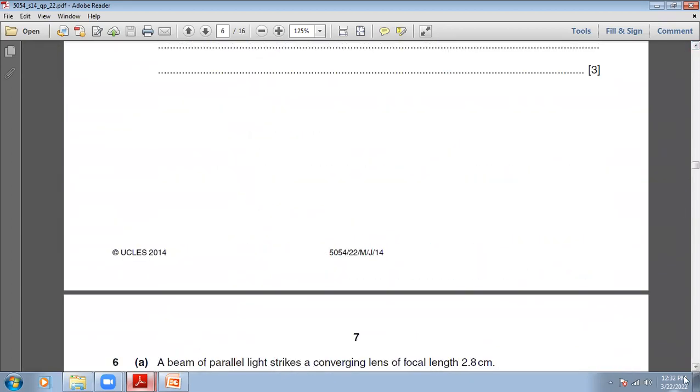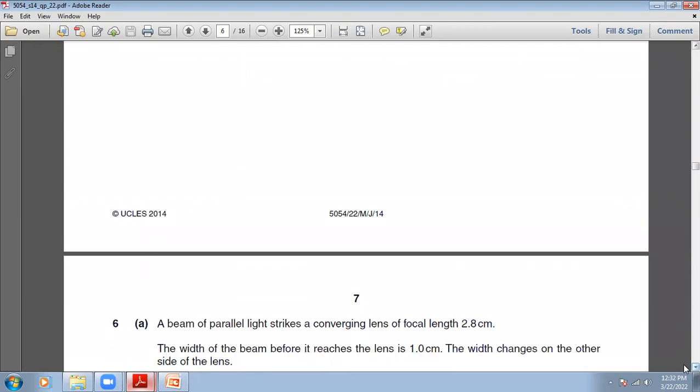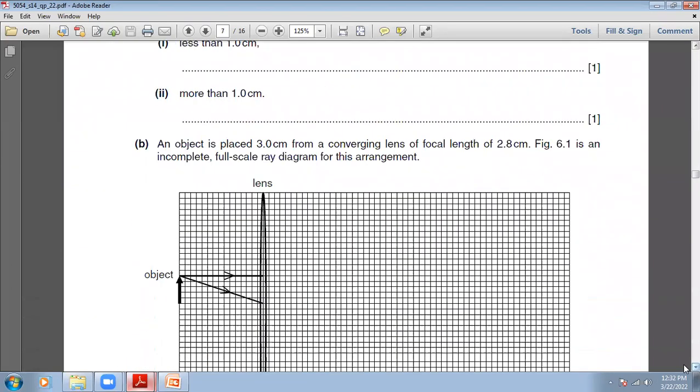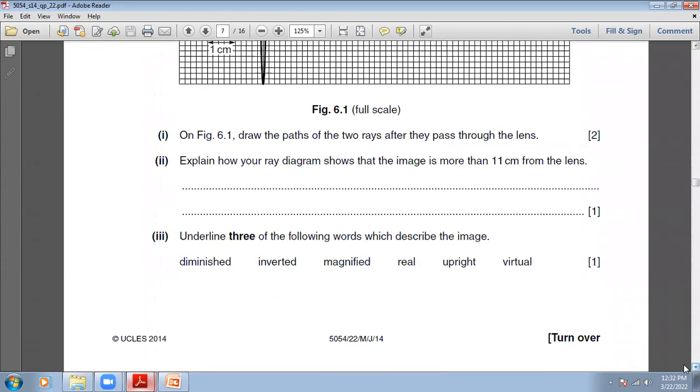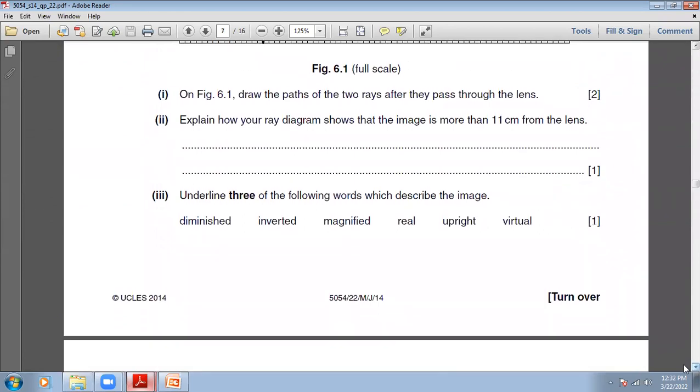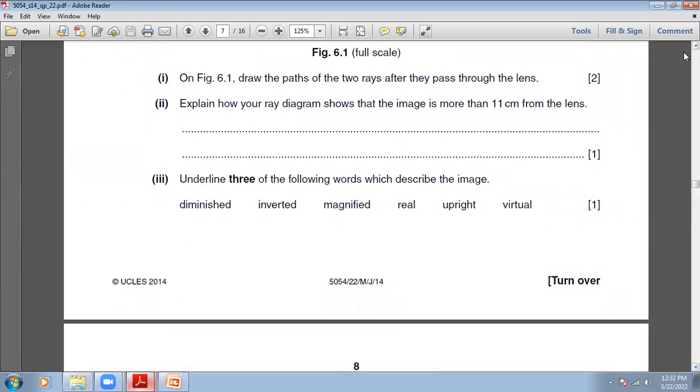So that was question number 6. Then he says, underline 3 of the following words which describe the image: the image will be inverted, the image will be magnified, the image will be real.